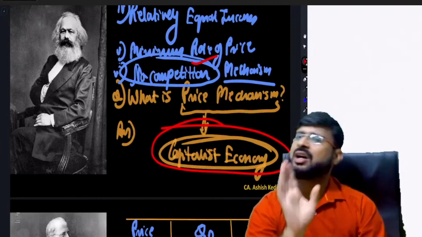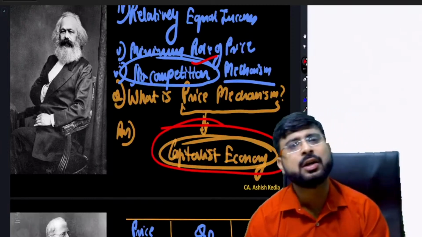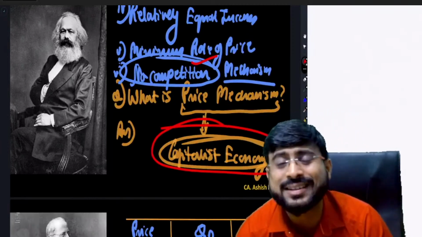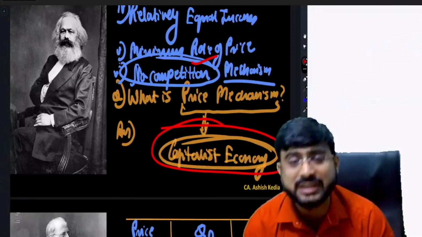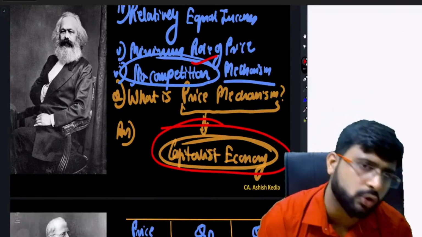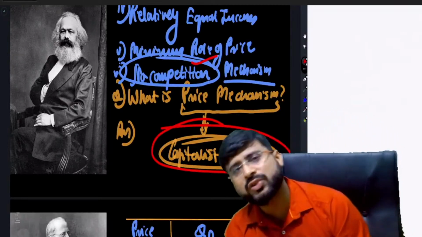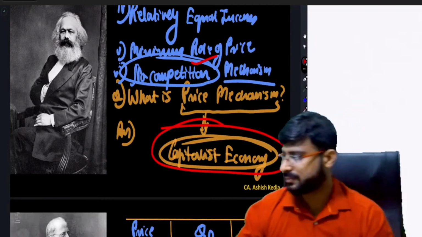What does this mean, sir? I will explain that. But first of all, write down: price mechanism means prices are decided by the market forces of demand and supply. First write it down, then I will speak any further.